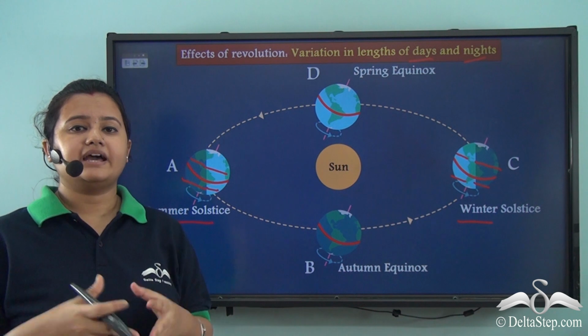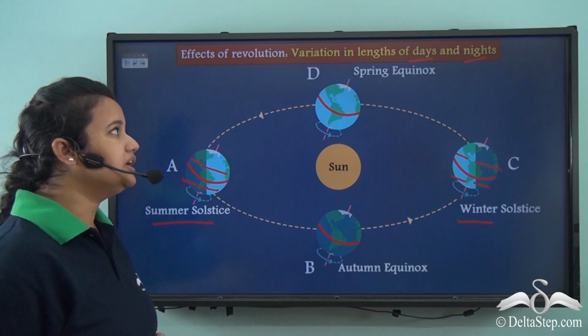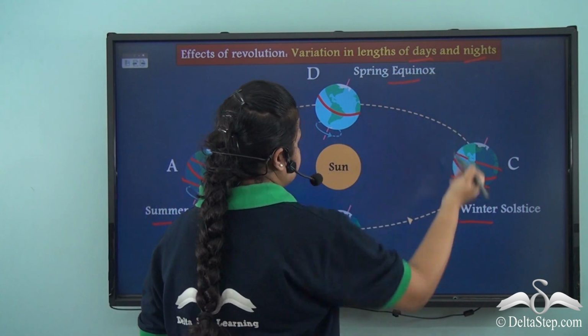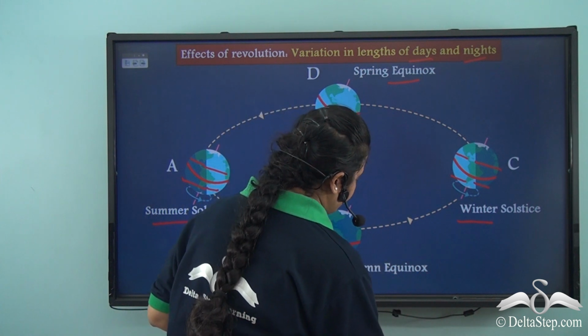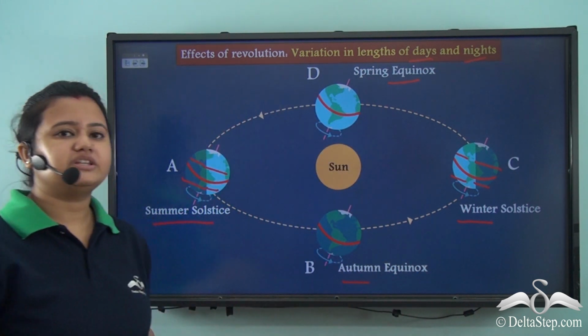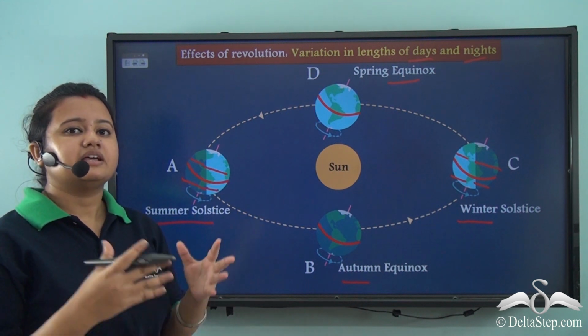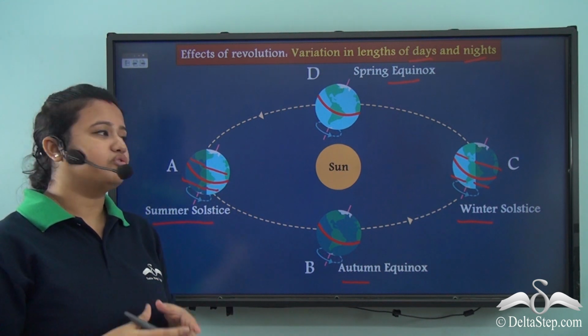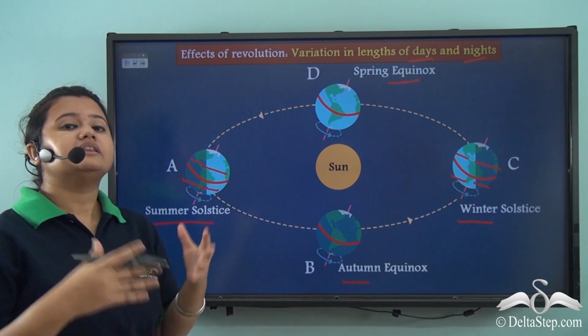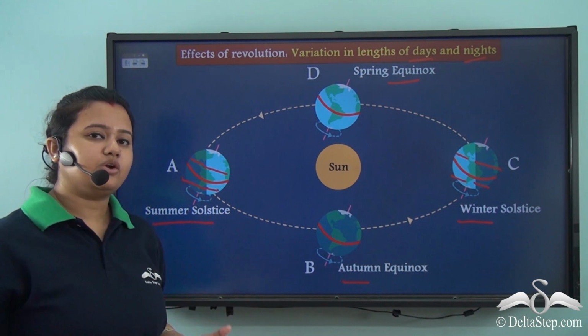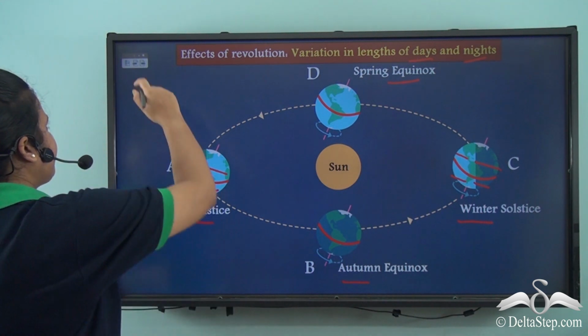Whereas the days and nights are of equal lengths during both the equinoxes, that is on spring equinox and on autumn equinox. On both these equinoxes, we know that a tilted earth faces the sun and the sun is overhead at the equator. So the days and nights are of equal lengths.